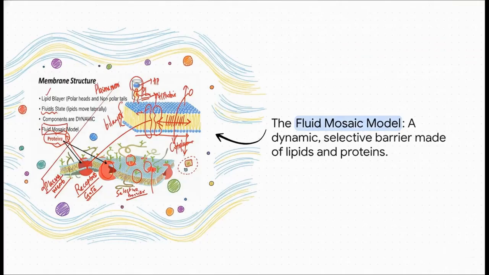So what you're looking at here is what scientists call the fluid mosaic model. It's a fantastic name. Fluid because that main structure, that double layer of lipids, is constantly shifting and moving, which lets the cell be flexible. And mosaic because you have all these different proteins embedded in it, like tiles. And those proteins are everything. They're the gatekeepers, the sensors, the doorways. They make this barrier incredibly selective.